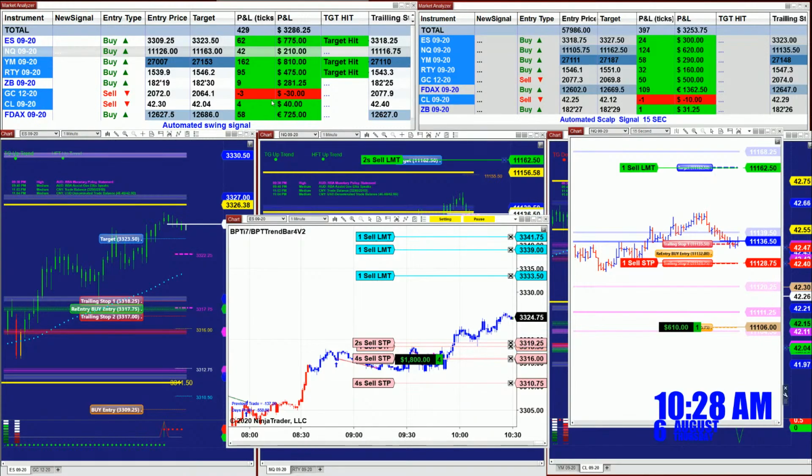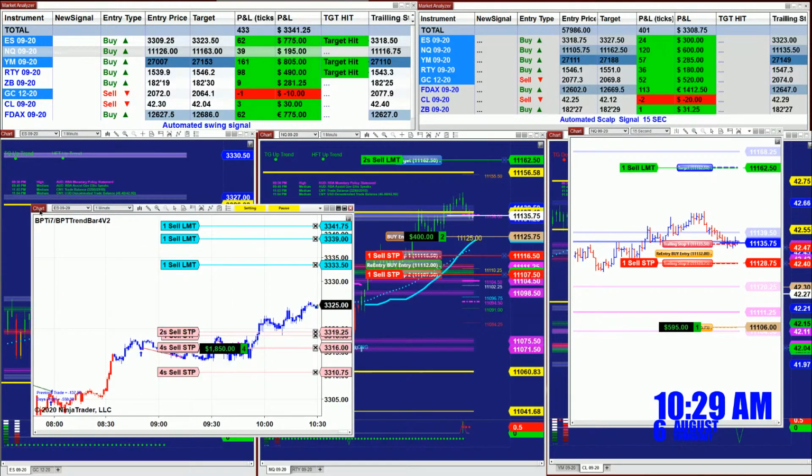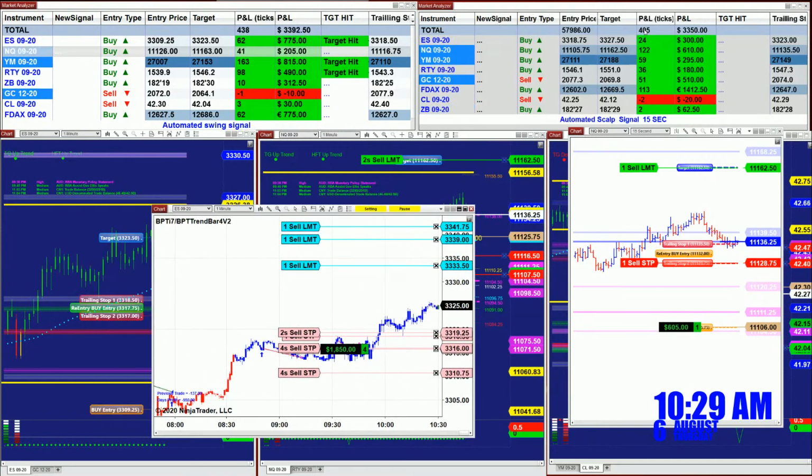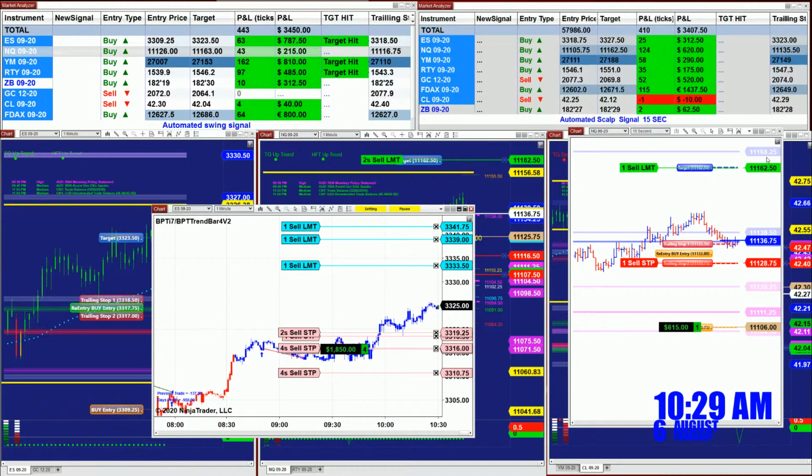On the market analyzer, based on one target, we have 429 ticks on the swing trading, and on the scalping we have 400 ticks in total based on one contract.